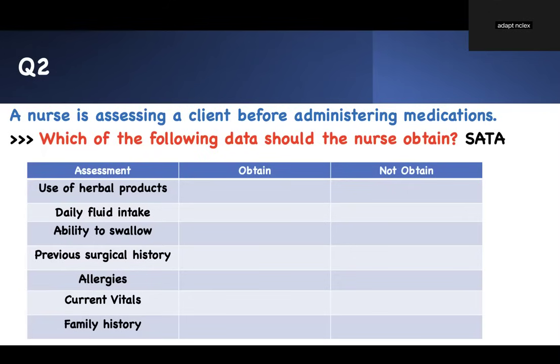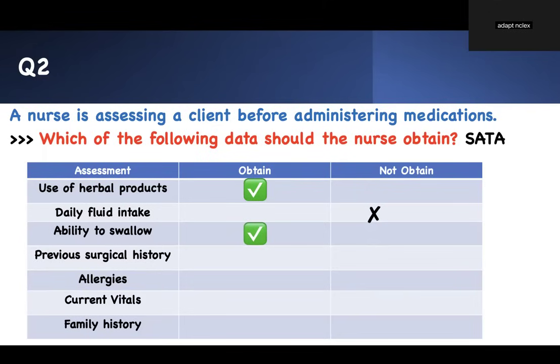What do you think? If you're going to give a patient medication, of course, I need to know if there's an herbal product they're taking that can interfere with the absorption of the medication or make the medication worse. Daily fluid intake, what do you think? This is not relevant to the medication you're giving. Whether they're drinking a lot of water or not, it's not going to affect the absorption of the medication. But if they have issues swallowing, that's the biggest problem you should know.